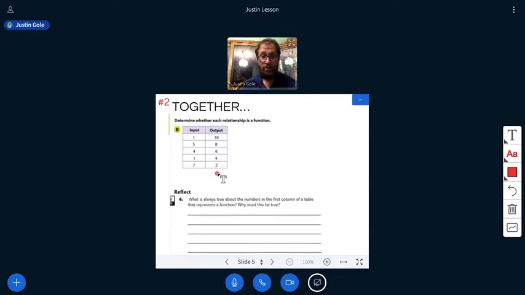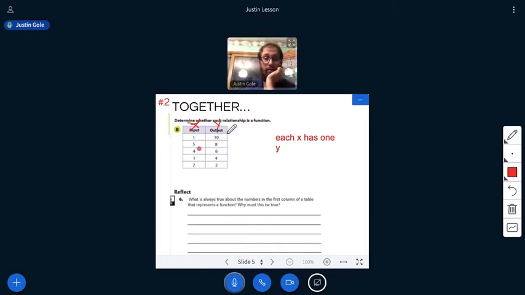So let's look at this one. Knowing that we're looking for each x has one y, knowing that we have x on this side and y on this side, x is input, y is output. Is this a function? Take a minute, look at it, pause if you need to.